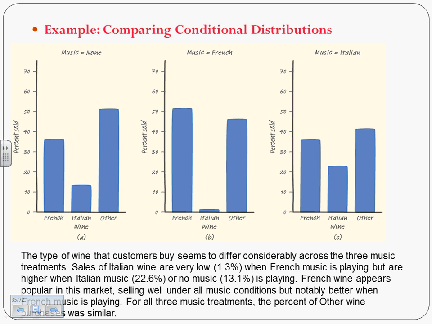Okay, so the type of wine that customers buy does seem to differ considerably across the 3 music treatments. Sales of Italian wine are very low when French music is playing, but are higher when Italian music or no music is playing. French wine appears popular in this market regardless, selling well under all music conditions, but notably better when the French music is playing. For all three music treatments, the percent of other wine purchases was similar.